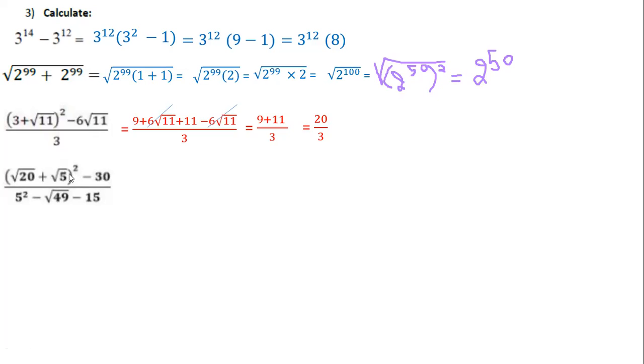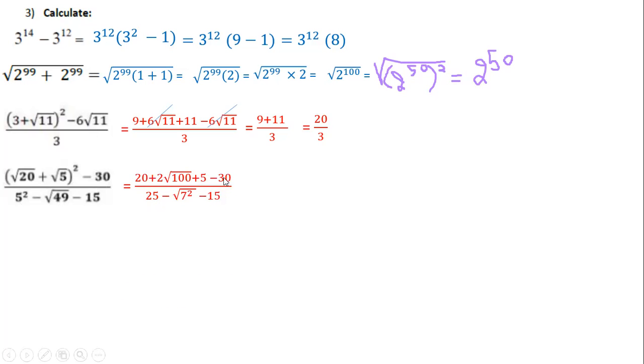Now b squared. So radical 5 squared, the answer is? The square cancels the radical, so it's 5. So minus 30. Now let's look at the denominator. What is the answer of 5 squared? 5 squared is 25. Let's look at radical 49. Can we simplify 49? We can write it as the square of 7. Bravo. So this is our answer.